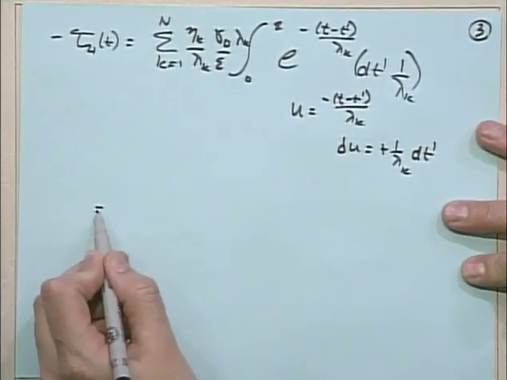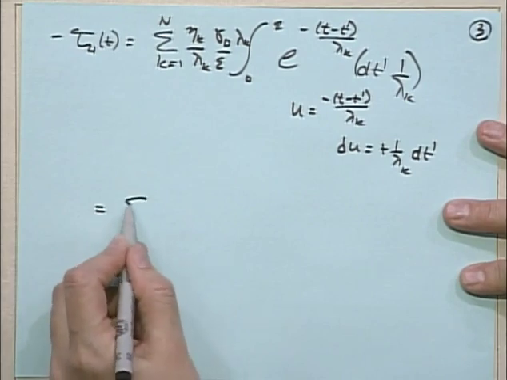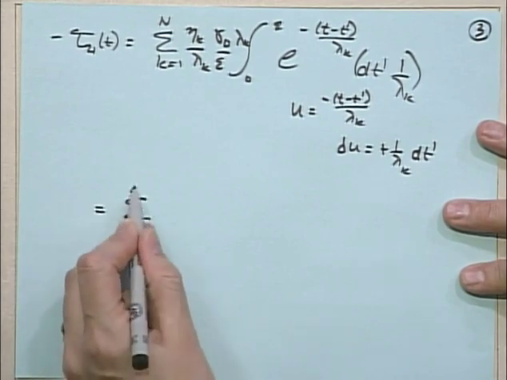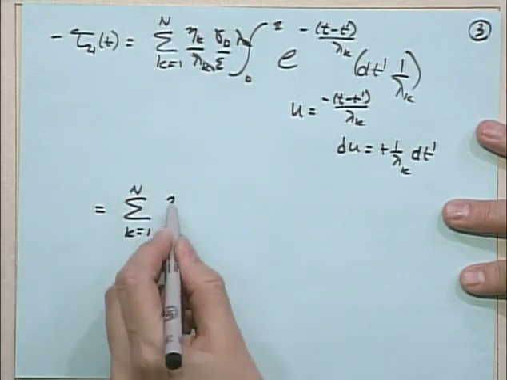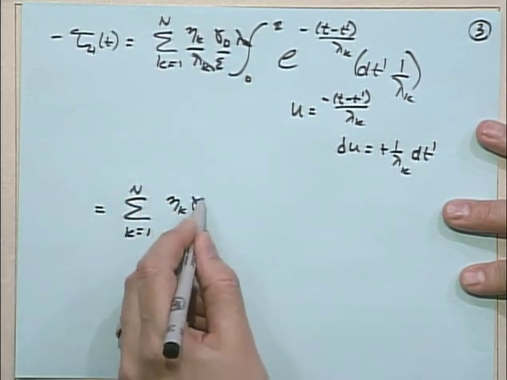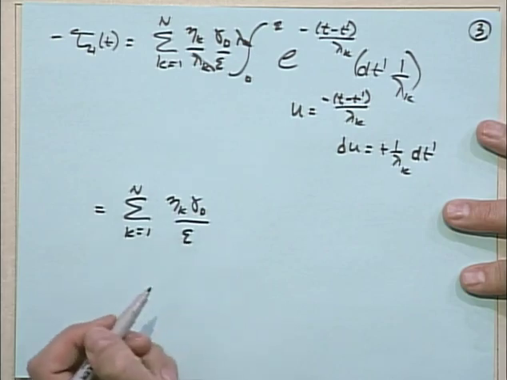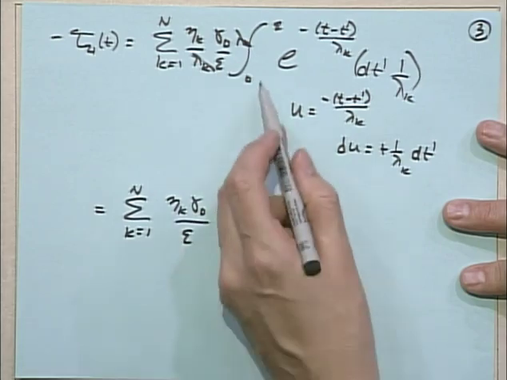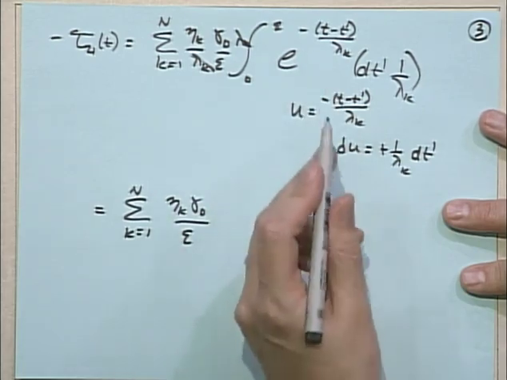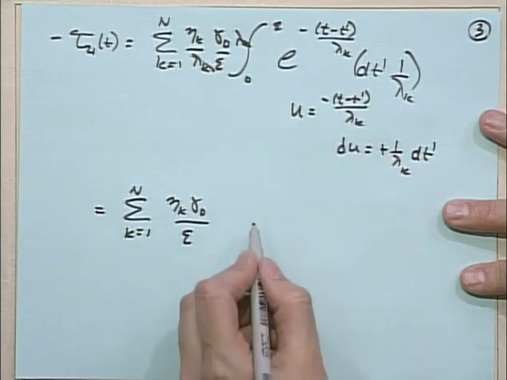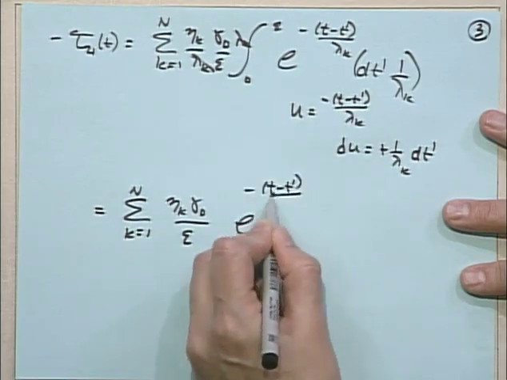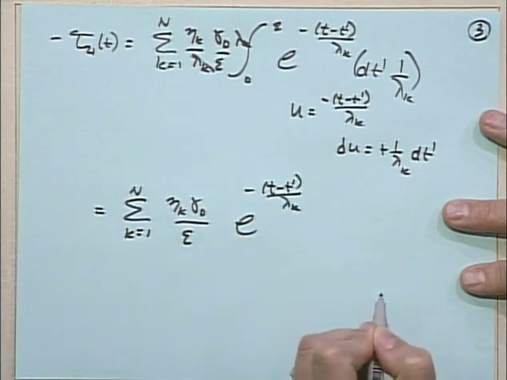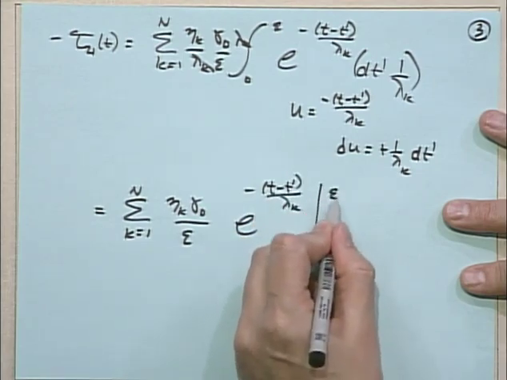Equals, copying all this stuff down, the summation k equals 1 to n. These lambdas are canceling. Eta k gamma naught over epsilon. And now the integral of e to the u du is e to the u. So I get e to the minus t prime over lambda k, evaluated from 0 to epsilon.